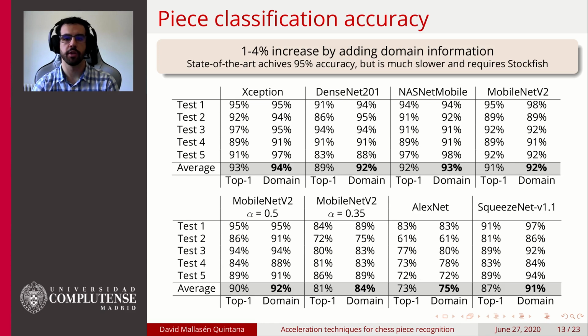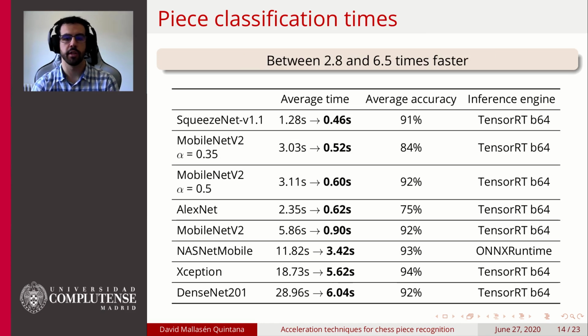Optimizing the execution of these models on the Jetson Nano board using TensorRT has meant a speed increase by a factor of between 2.8 and 6.5. We compute the whole board in one batch of 64 images, and this way, the optimizer can use the resources available in the platform more efficiently.